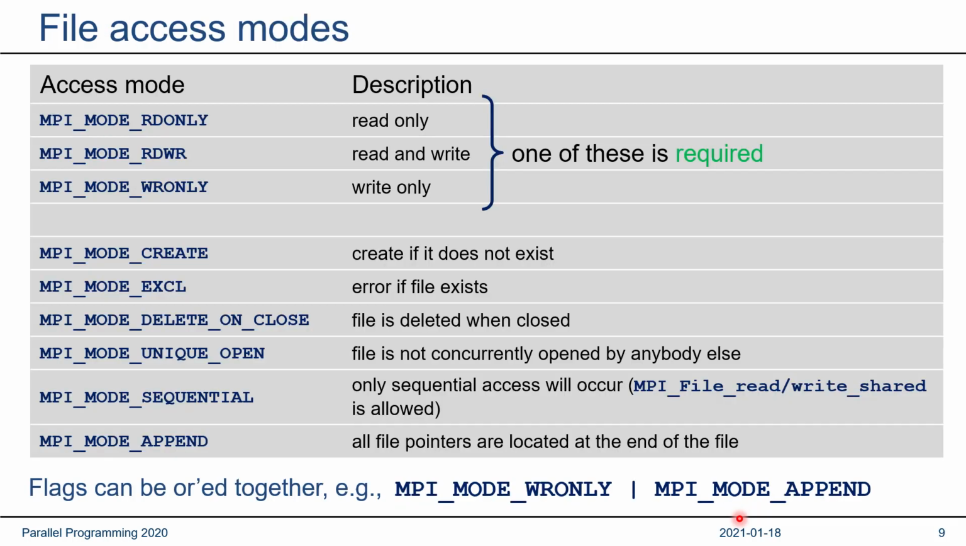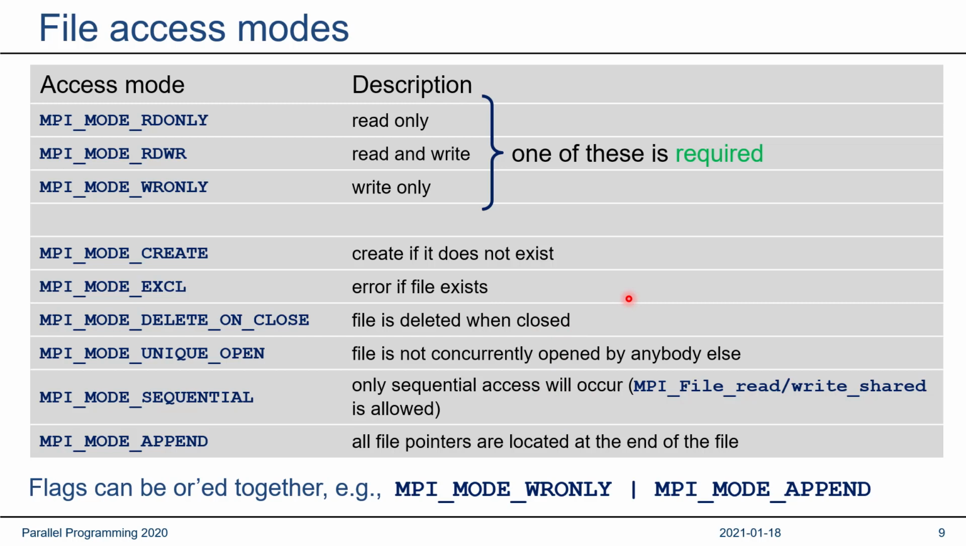Here's the list of allowed access modes. The first three are special because one of these is required. It's either read-only or read and write or write-only. All the others are optional. For example, you could specify that the file should be created if it doesn't exist, or an error should be flagged if it does exist, and so on.